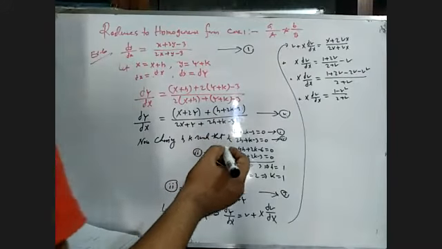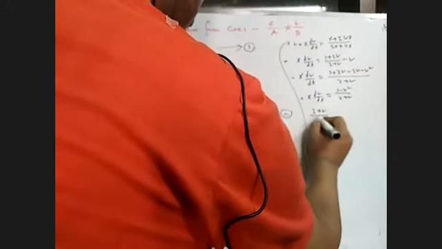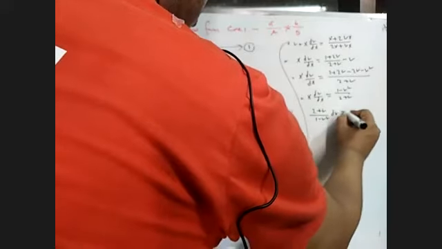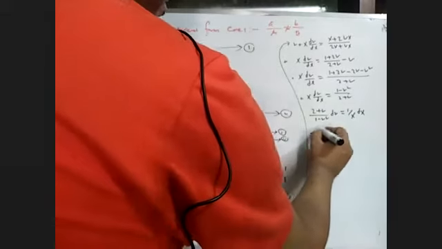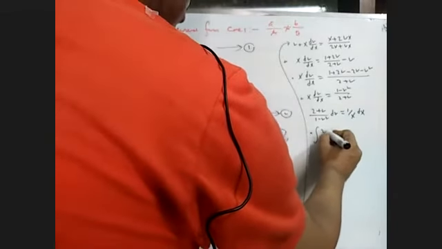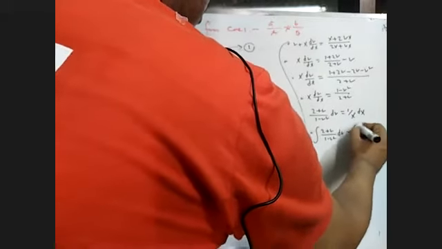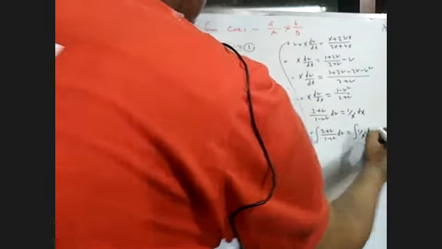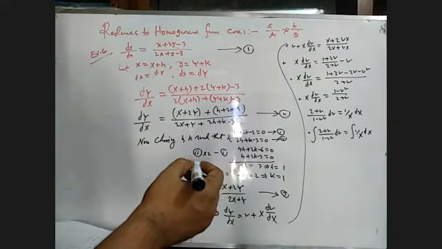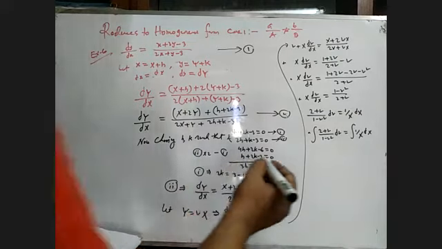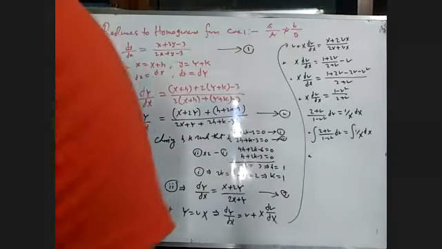Now the variables are separable. Separating the variables, (2 plus v) divided by (1 minus v squared) dv equals 1 by X dX. Okay, now integrating on both sides. Capital X, all variables are capital, remember it. So separating the variables and integrating on both sides, we get this integration.